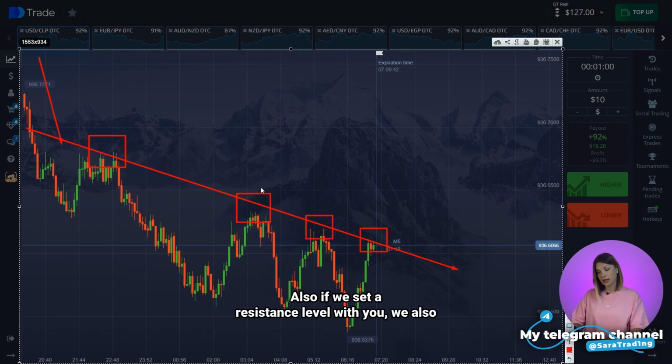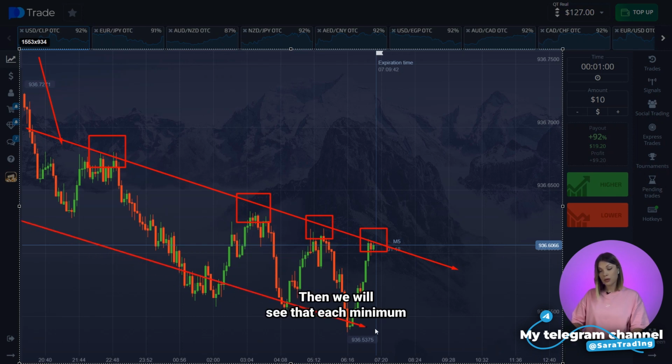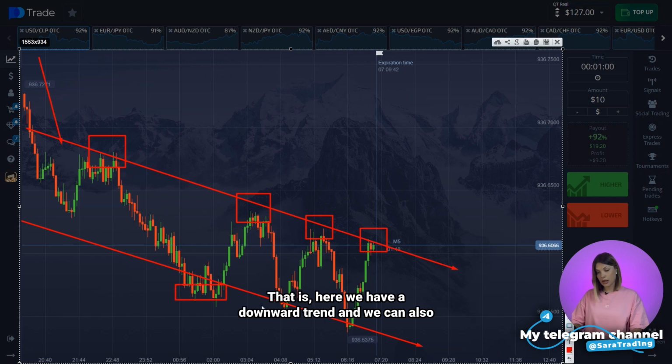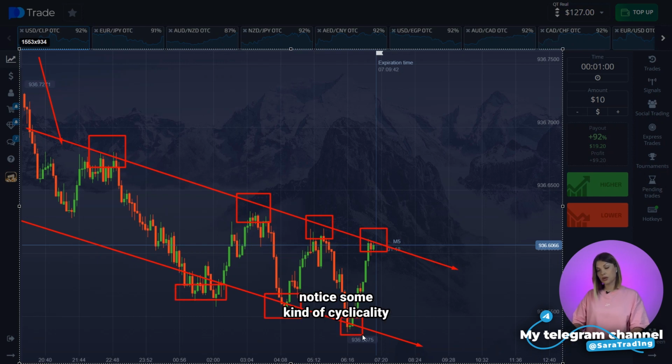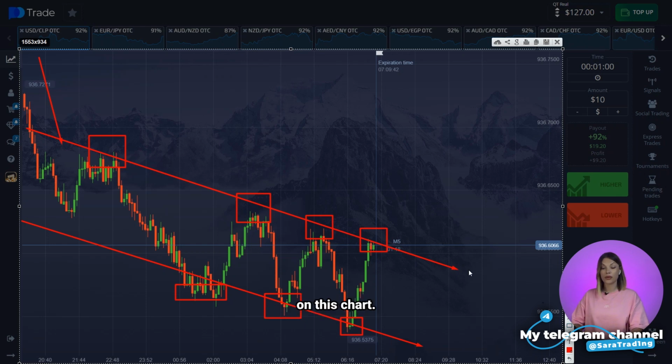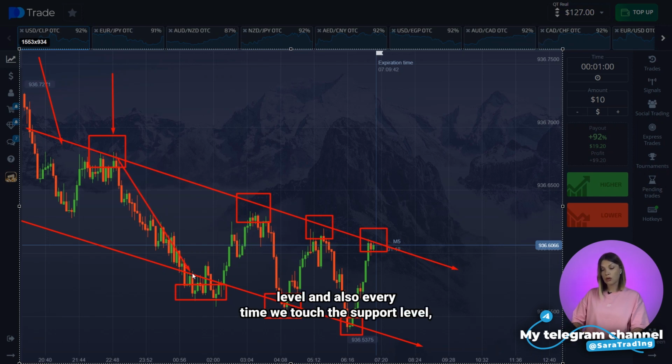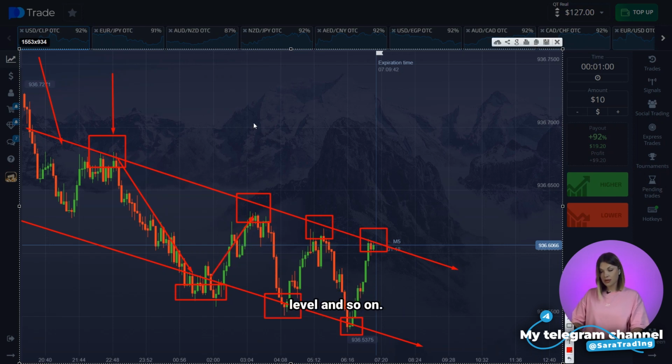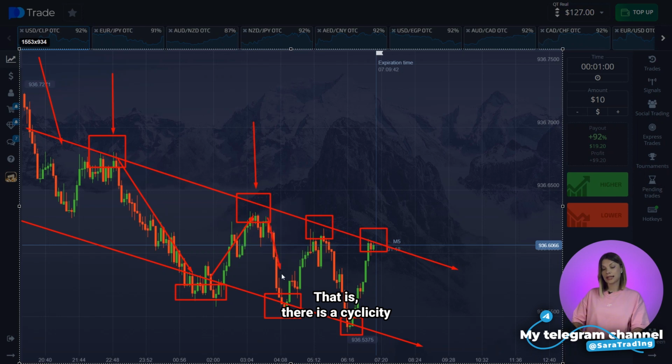Also, if we set a resistance level, we'll also take the minimum touches of the price. Then we will see that each minimum is also lower than the previous one. That is, here we have a downward trend, and we can also notice some kind of cyclicality on this chart. Look carefully. Every time we touch the resistance level, we had price rollbacks down to the support level, and also every time we touched the support level, we had price rollbacks up to the resistance level, and so on. That is, there is a cyclicity here that you and I can learn to use.